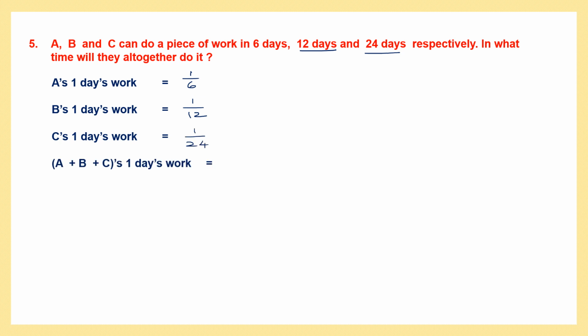Now A plus B plus C, all three of them, their 1 day's work will be adding up A plus B plus C's 1 day's work. So 1 by 6 plus 1 by 12 plus 1 by 24. So we have the addition of three fractions and we have to take the LCM, and the LCM will be 24.